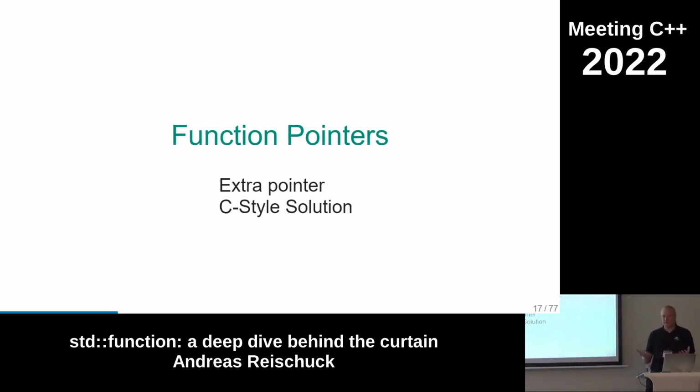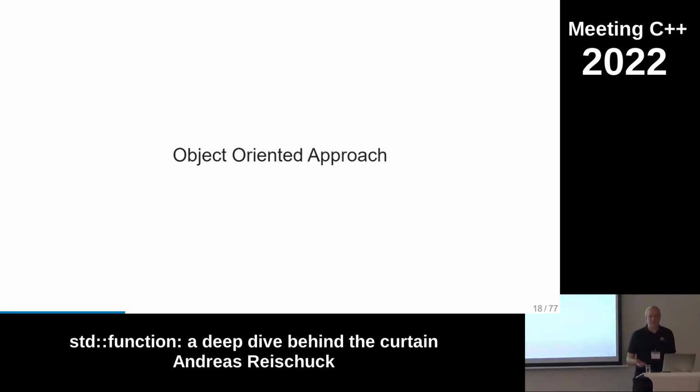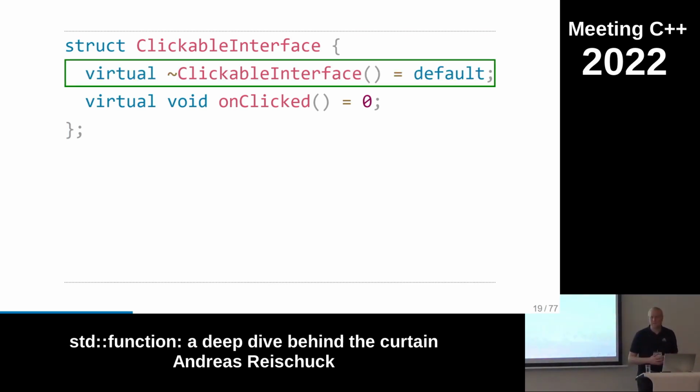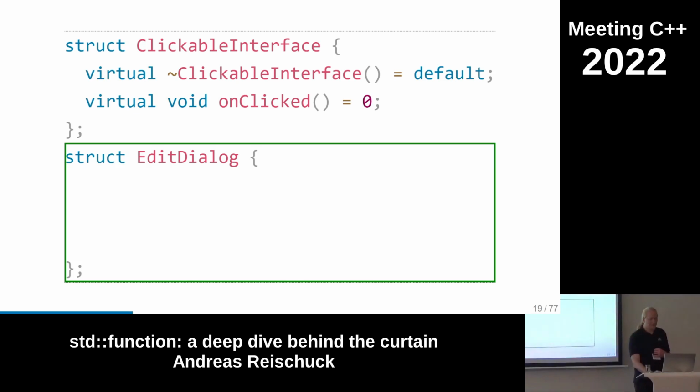First thing that comes to mind, let's use an object-oriented approach. We can create a simple interface and say, okay, you have to implement this interface, and the button is just keeping a pointer to this interface, and then we can call the virtual function. First gotcha here is, in C++, we always have to add a virtual destructor in the interface. Otherwise, it's simply too easy to create undefined behavior in interesting ways.